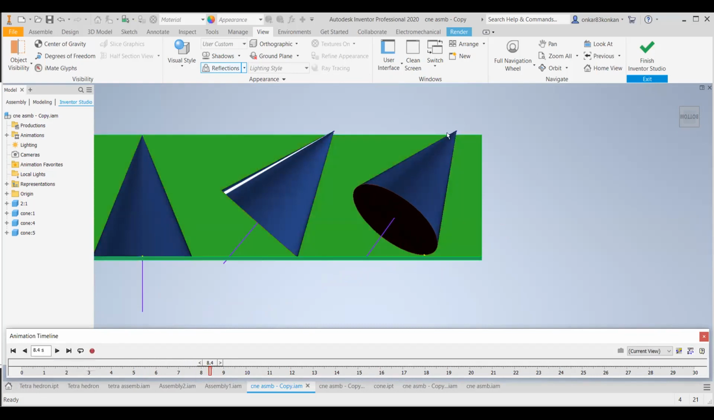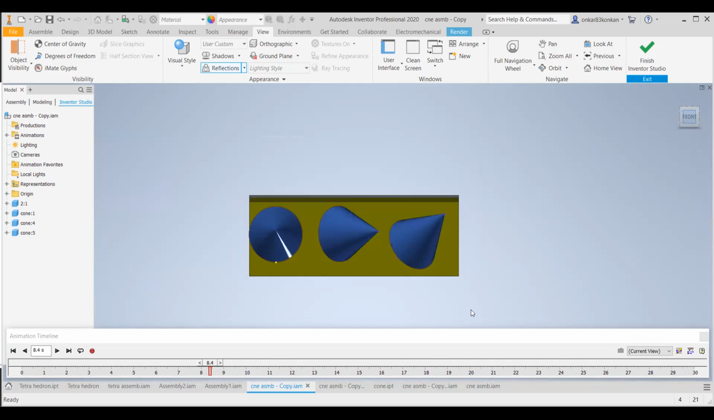So when the apex is away from the observer, the complete base of that cone is visible to the observer. When we rotate this in the anti-clockwise direction, the apex is away from the observer. Suppose you change the rotation, that means if you rotate this in a clockwise direction, then the apex is nearer to the observer.